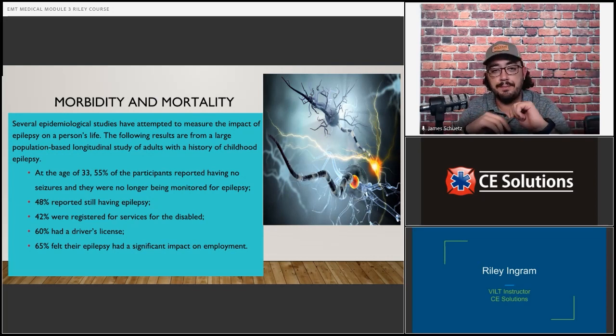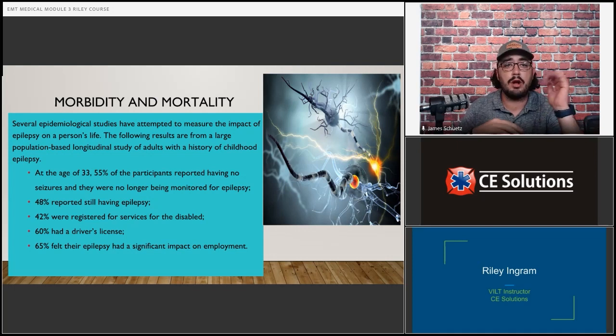At the age of 33, 55% of the participants reported having no seizures, and they were no longer being monitored for epilepsy. So life went on, right? 48% of those were reported to still have some type of epilepsy. 42% were registered for services for the disabled. So it was profound and severe enough that they are on some sort of disability.